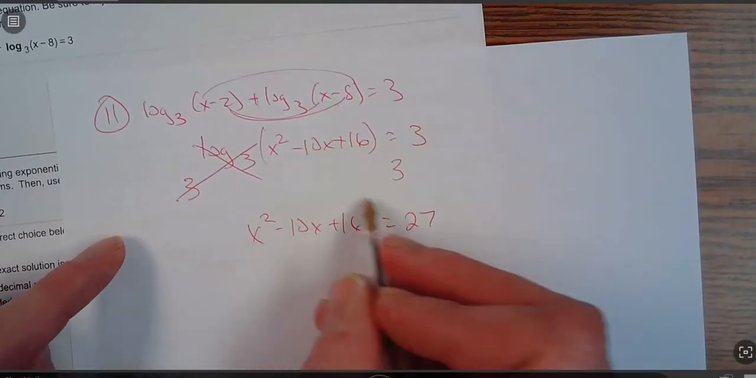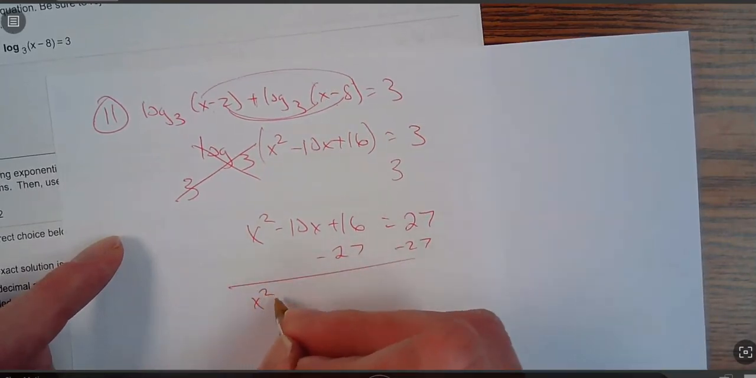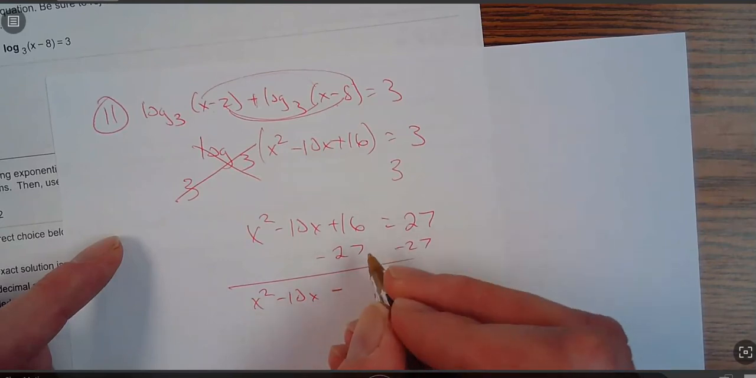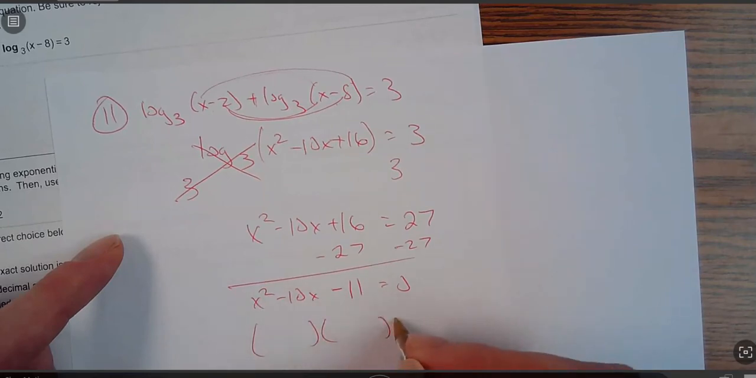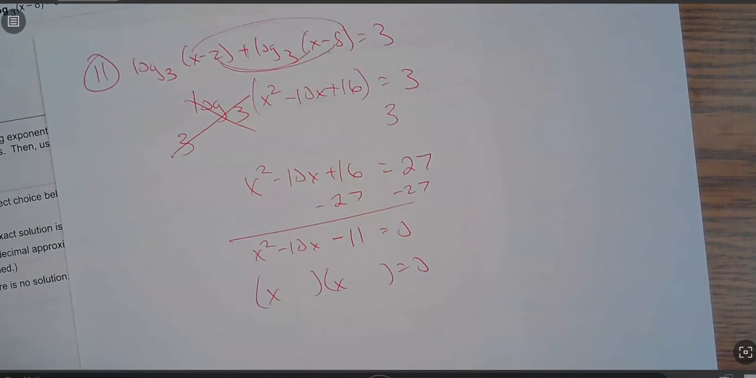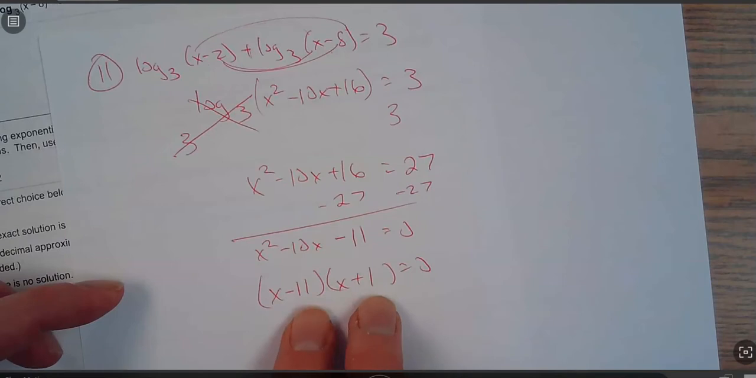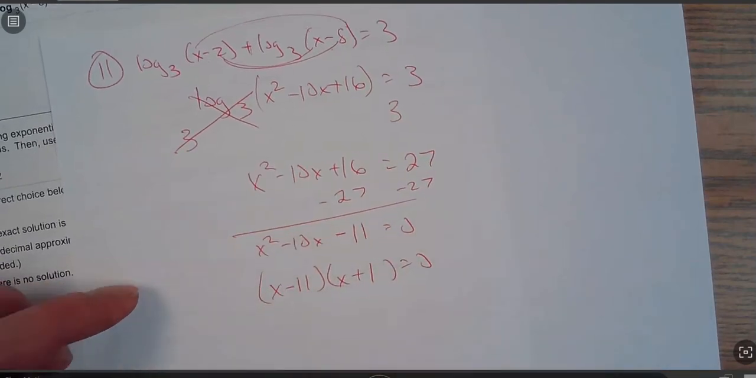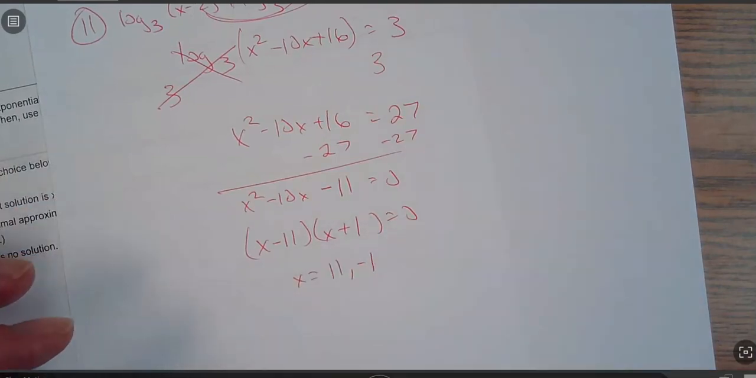Okay. Now, if it's a quadratic like this, bring the 27 over. So I'm going to subtract 27. So that'd be minus 11. So I want to factor. Okay, so I've got negative 11 and negative 10: the product is negative 11, the sum is negative 10. I'd say that is negative 11 and positive 1. So it means x equals 11 or negative 1.